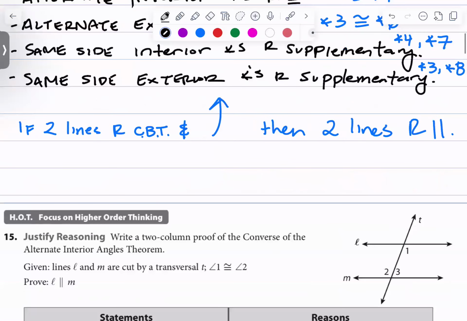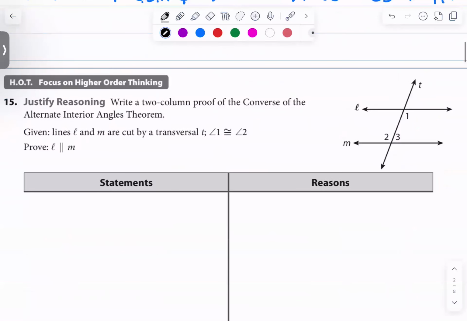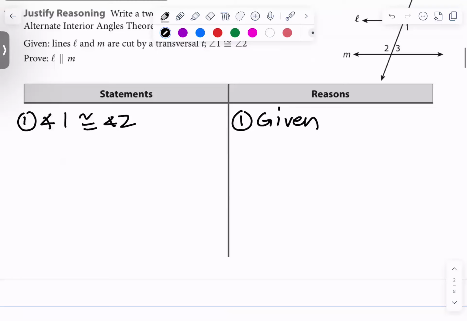So here's our first proof. Write a two-column proof of this. We're given that lines L and M are cut by transversal T, and angle 1 is congruent to angle 2. So I'm going to write angle 1 is congruent to angle 2 because that's given. And all the way down here is line L is parallel to line M.